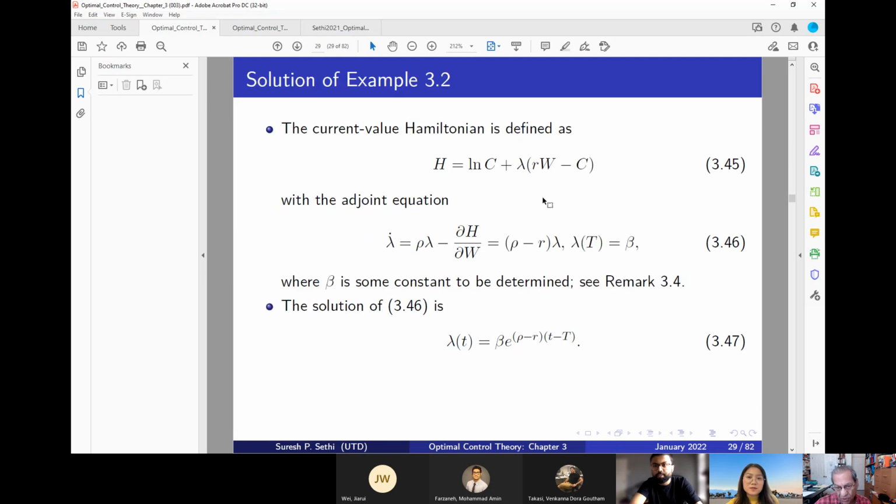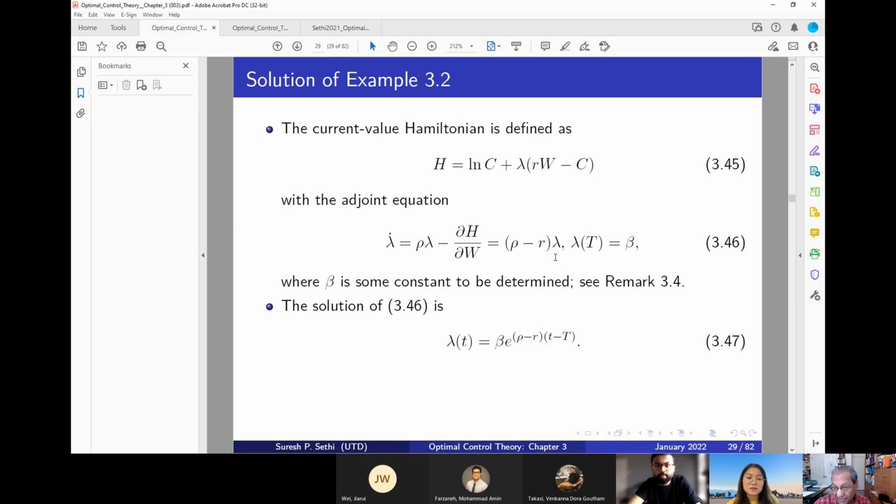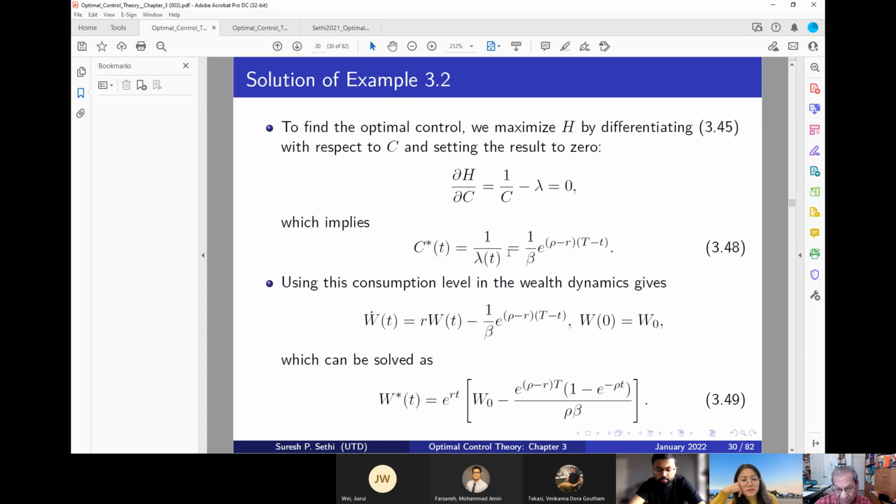Okay, got it. So what we did was, remember, because this is a fixed endpoint problem, lambda T was beta, to be obtained. And the way you obtain beta is you find the consumption, which is in terms of beta, because consumption is 1 by lambda, and 1 by lambda is in terms of beta. So now we can find the value of beta, so that it will adjust the consumption in such a way that WT becomes 0. That's how we find the value of beta.